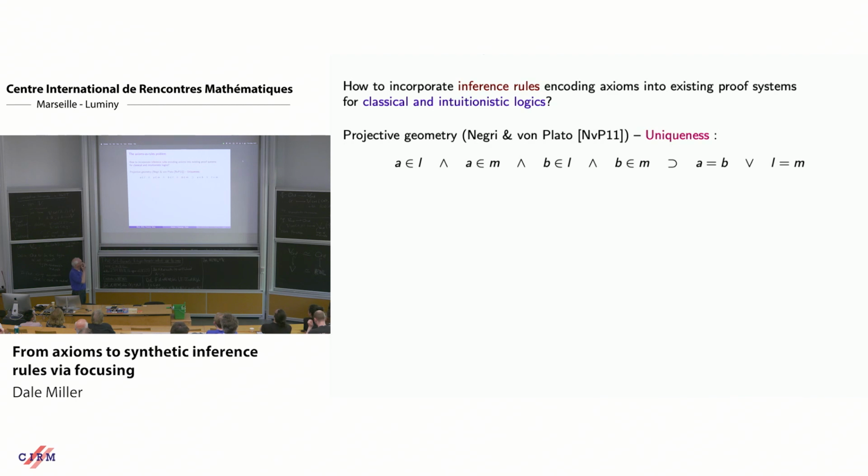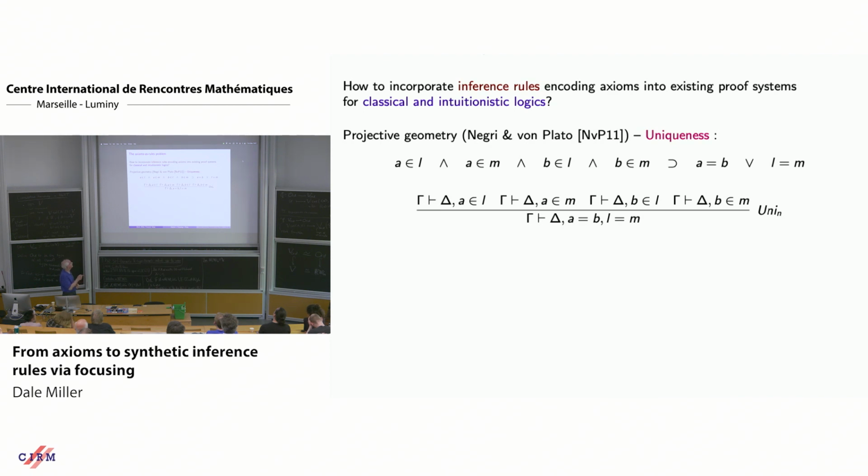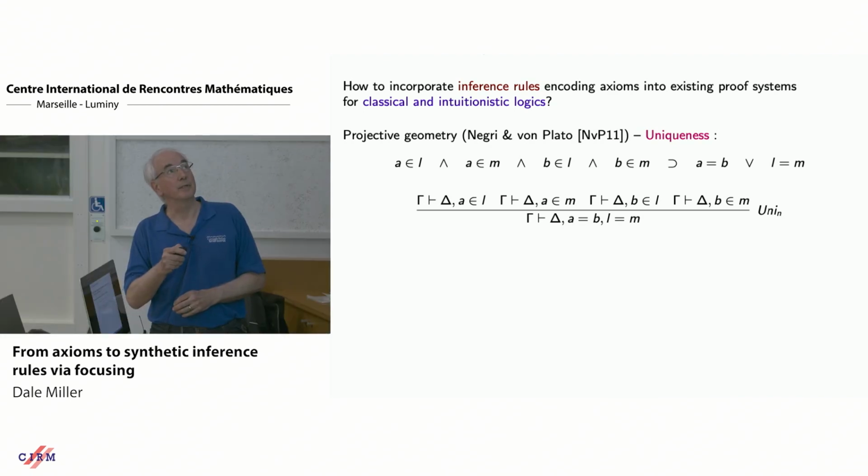This concept goes back a long time. How do you take axioms and make inference systems out of them? And can you do it for arbitrary formulas? There are lots of nice examples, like this one taken from work in geometry. If A is a point on a line and A is a point on another line, and so on, you can read that, then you either have the same point or the same line.